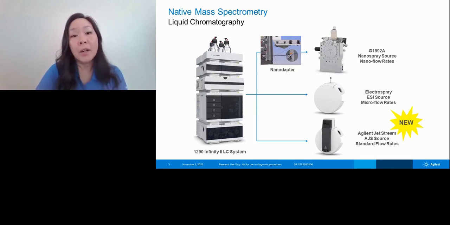Or alternatively, we've done a lot of cap flow work with our standard ESI source. You can do it under cap or microflow rates. And what we'll talk about today is something we've recently introduced earlier this year, which is the Agilent Jet Stream source under standard flow conditions.